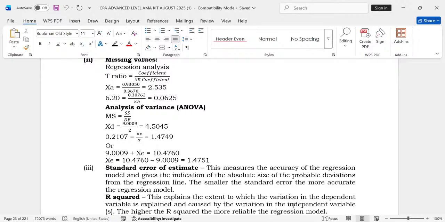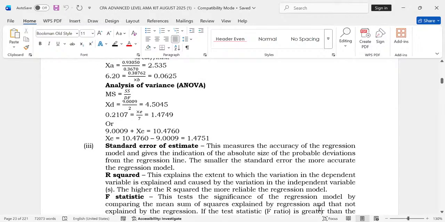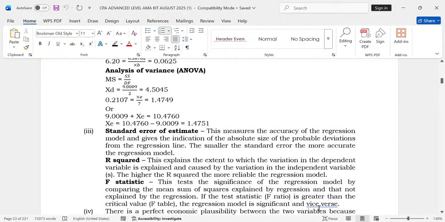The higher the R squared, the more reliable the regression model is. The higher the R squared, the more reliable the regression model is. So I repeat, this explains the extent to which the variation in the dependent variable is explained and caused by the variation in the independent variables. The higher the R squared, the more reliable the regression model is.